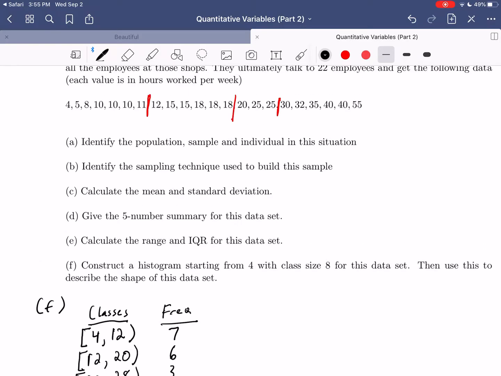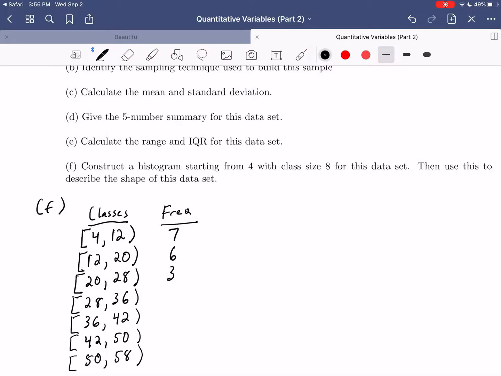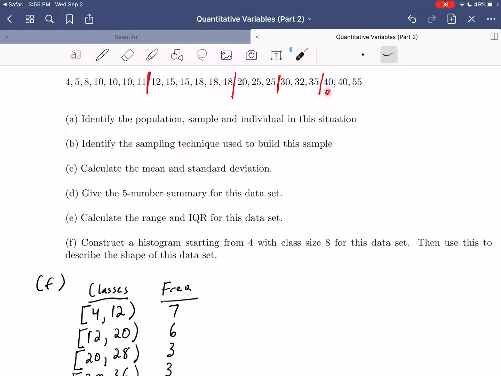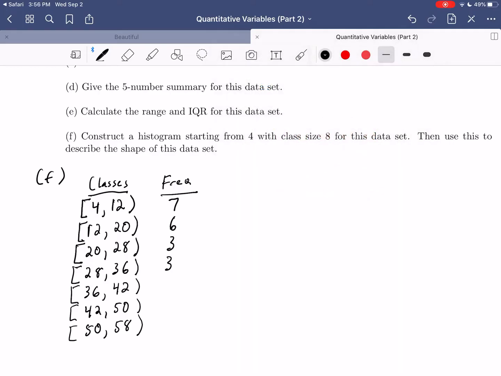For 28 to 36, we would include this, this, this, but not the 40. Since we're only going up to 36, that means it also has a frequency of 3. For 36 to 42, we would include these two, but not that one. So I guess we can imagine sort of there. That's going to be a frequency, like we said, of 2.